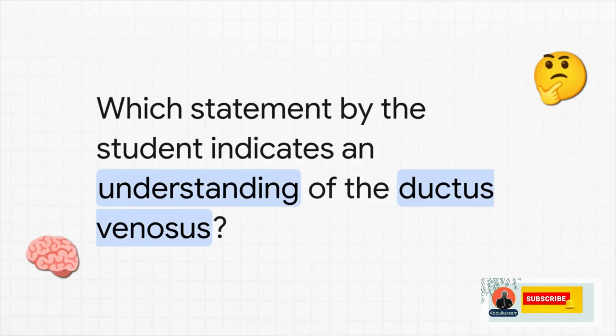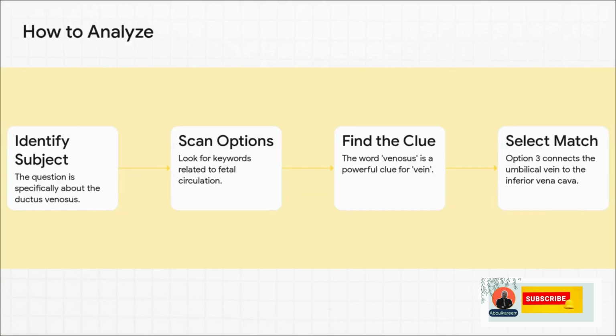Here we go. It asks, which statement by a student shows they understand the ductus venosus? Just take a second and read through those 4 options. Now, let's attack this strategically. First step, what is the question actually asking about? It's only about the ductus venosus. Forget the other 2 for a minute.